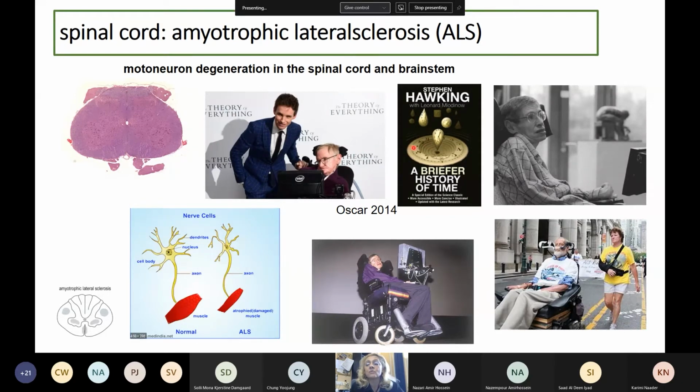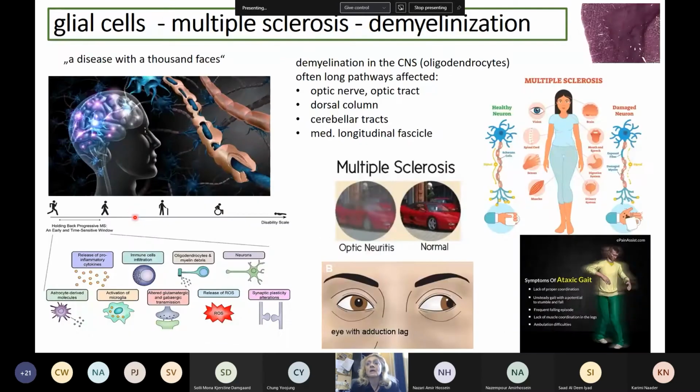And of course, the most famous such patient is Stephen Hawking, who died a few years ago, and he could communicate only with his eye movements. If you have time, watch the movie based on his life. It's very interesting and shows this disease very well, the ALS, amyotrophic lateral sclerosis.